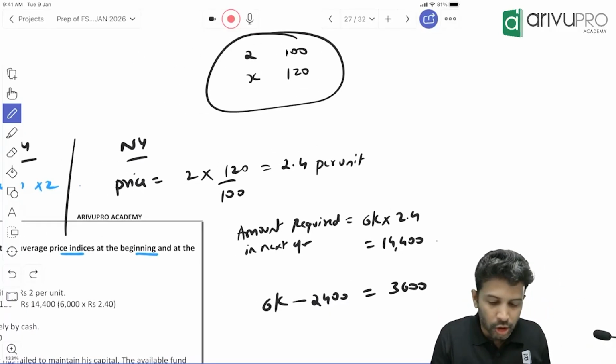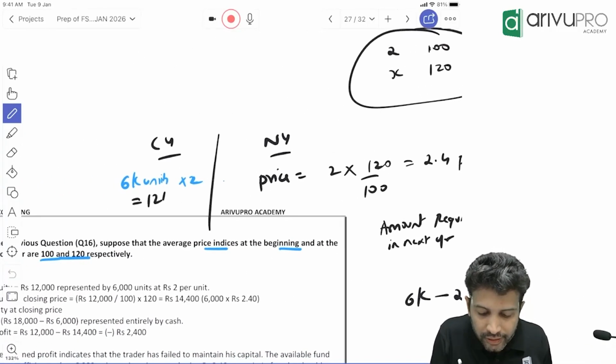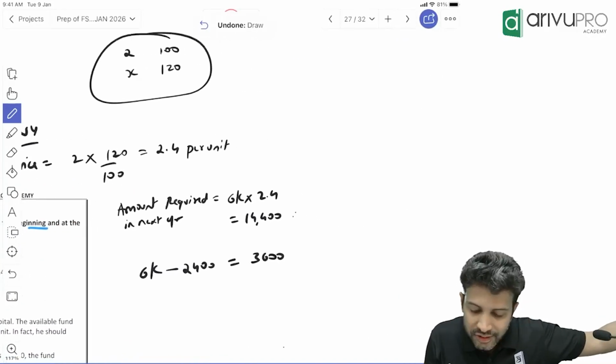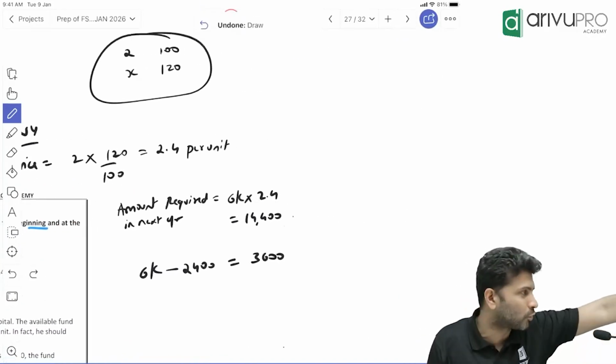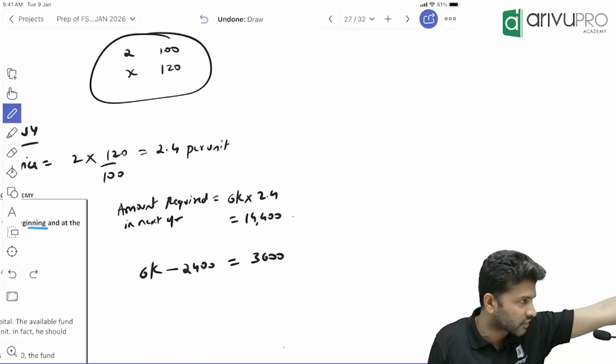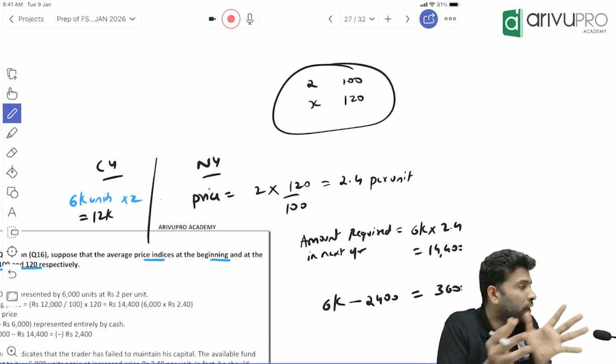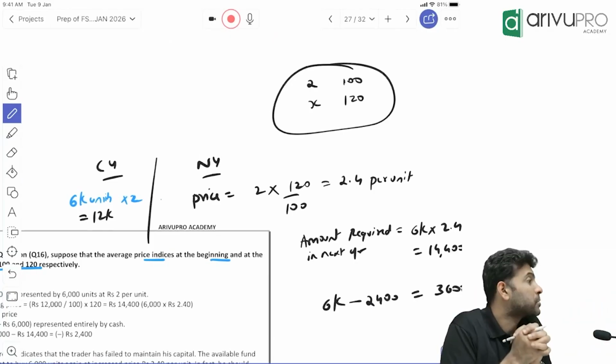Correct, no? So, earlier in the current year, how much did you buy this goods for? 12,000. Now, to buy the same goods, you need to have 14,400. So, has the price of the goods increased? How much? 2,400. That means that much profit you have to keep. That much profit you need to keep.